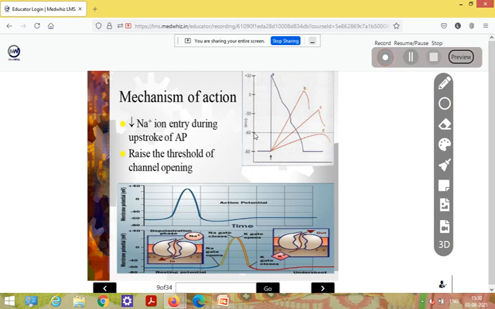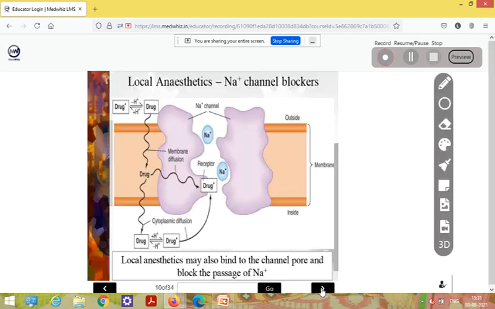So similarly, what happens when you're blocking the sodium channels? The threshold gets raised. So many of the nerve impulses which do not reach this threshold will not be conducted as an impulse. Because of that, the person is not going to sense pain. So this is one of the main mechanisms of action of local anesthetics, by reducing the sodium entry during the rapid upstroke of the action potential. That is happening because of raising the threshold.